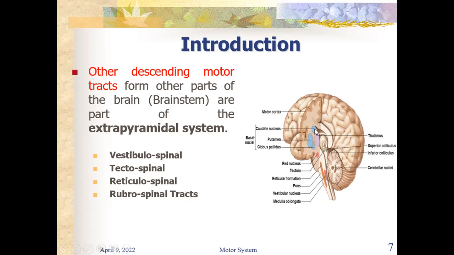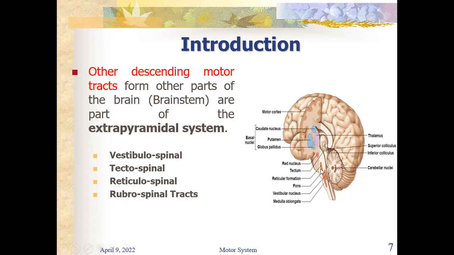Those structures are located maybe in the base of the brain, like the basal ganglia. We also have structures like the red nucleus here. We have the tectum, the tectal nucleus. We have the reticular formation here. We have the vestibular nucleus here. So all these nuclei form the extrapyramidal system, because descending tracts coming down from those nuclei form the extrapyramidal tracts. So the extrapyramidal system has to do with these nuclei and the tracts that originate from them.